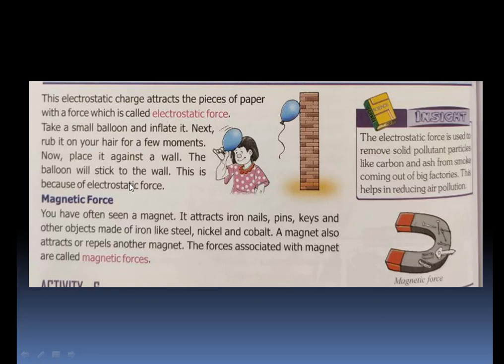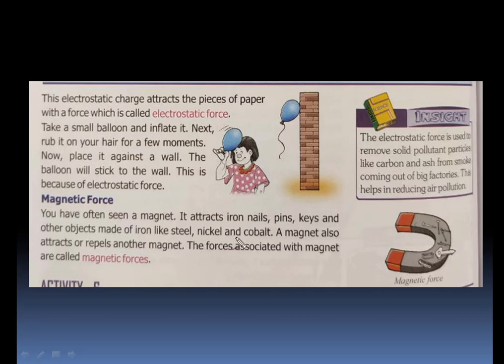In the previous classes, we did talk about different types of forces. So in this class, we'll start from magnetic force. You must have known what a magnet is. You have often seen a magnet. It attracts iron nails, pins, keys and other objects made of iron like steel, nickel and cobalt.